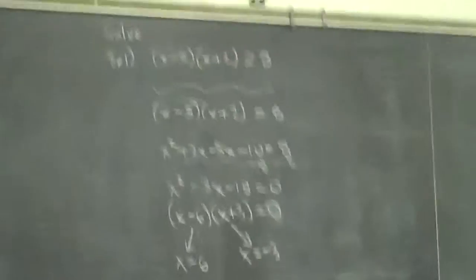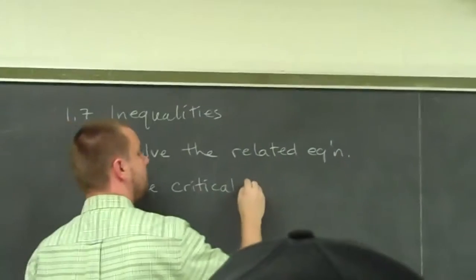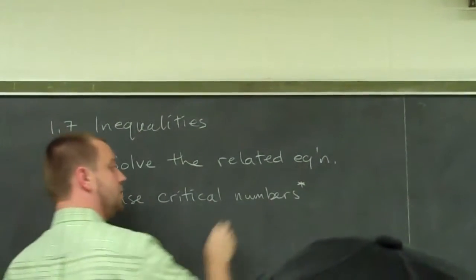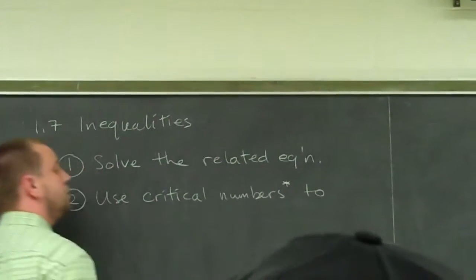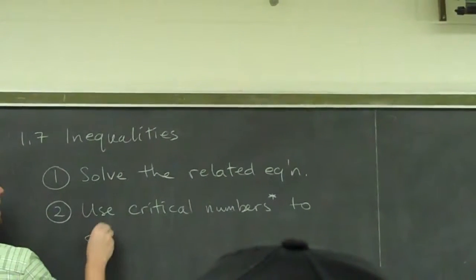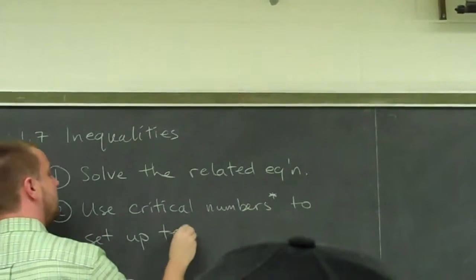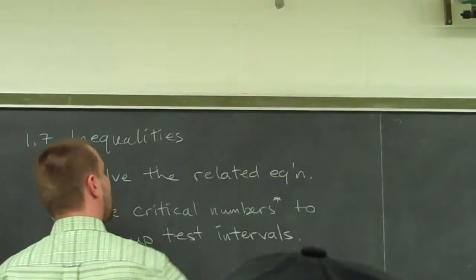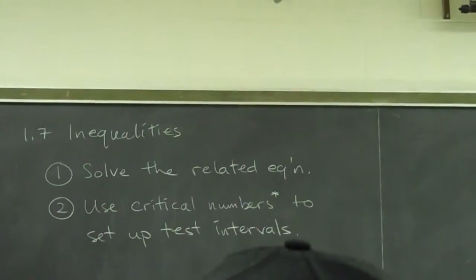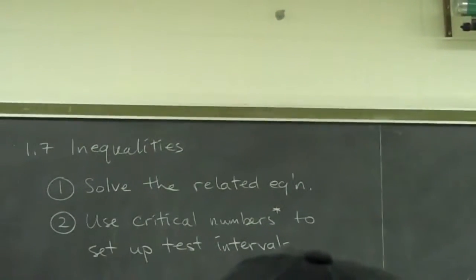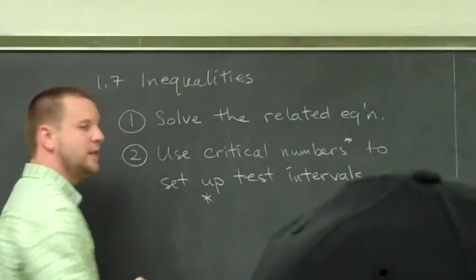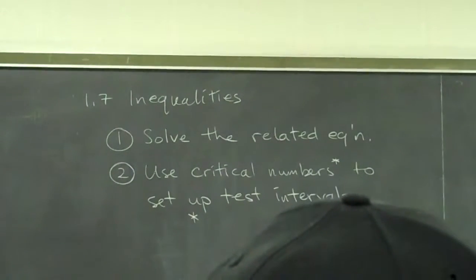Use critical numbers, and make a little asterisk there because we're going to have a footnote here. Use critical numbers to set up test intervals. The reason I got a little footnote here is because there's two ways to get a critical number.